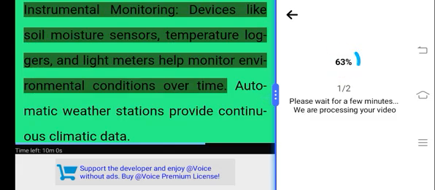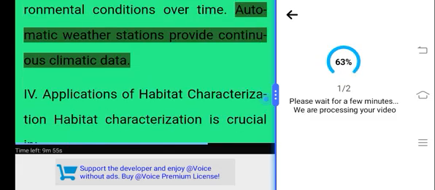Instrumental monitoring. Devices like soil moisture sensors, temperature loggers, and light meters help monitor environmental conditions over time. Automatic weather stations provide continuous climatic data.